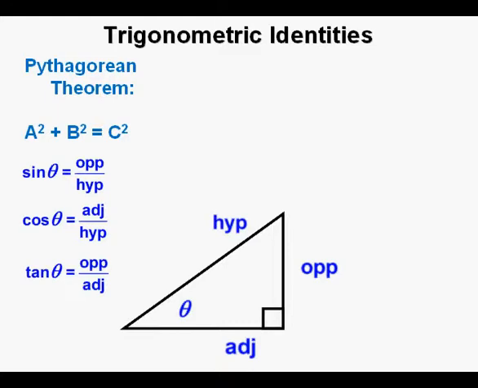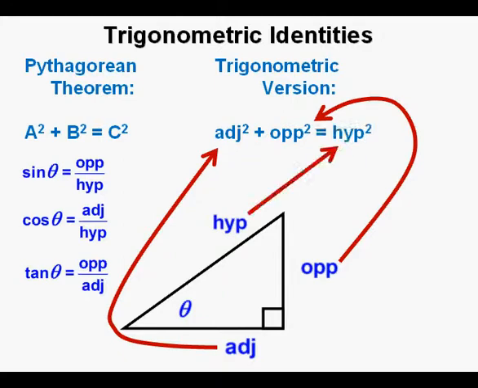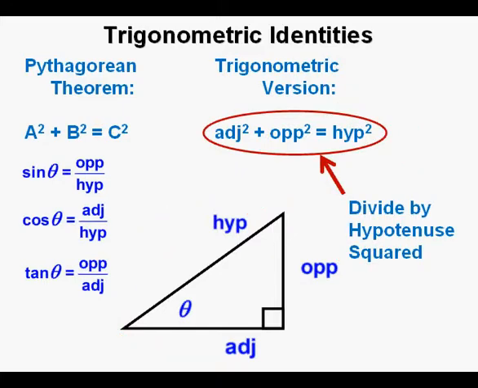Let's look at the Pythagorean Theorem, a squared plus b squared equals c squared. From here we're going to transition to the trigonometric version of the Pythagorean Theorem, and it starts with adjacent squared plus opposite squared equals the hypotenuse squared. I hope you can see that this is just the Pythagorean Theorem, but just using adjacent, opposite, and hypotenuse for a, b, and c. Now we're going to divide this trigonometric version of the Pythagorean Theorem by the hypotenuse squared.